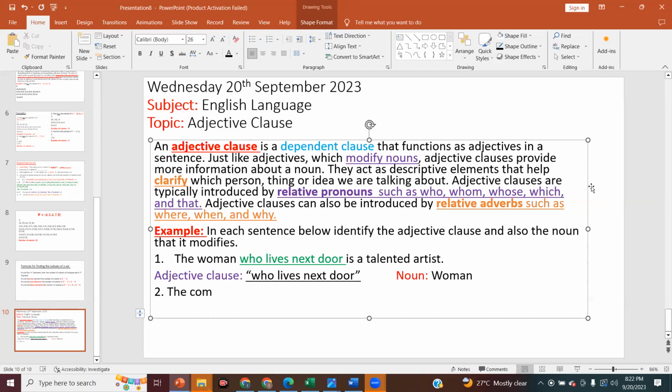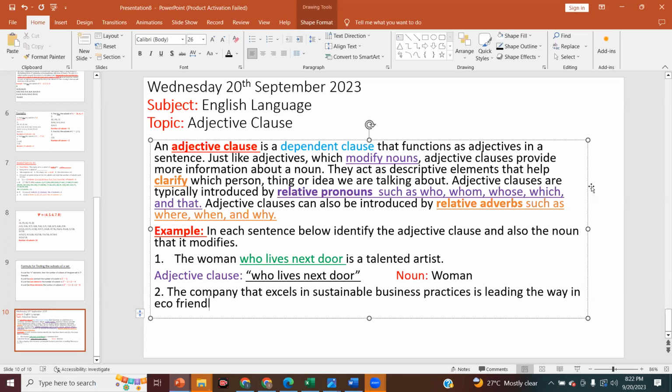So the company that excels in sustainable business practices is leading the way in eco-friendly innovation.